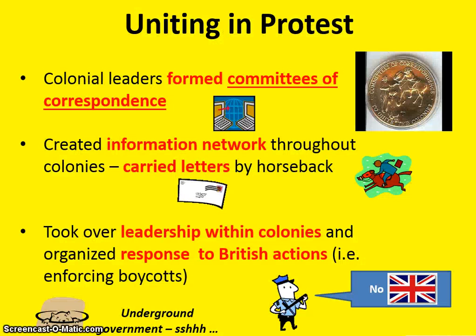So let's continue. After the Boston Massacre, the British hoped things would calm down, and for a number of years they did. However, while this was going on, the colonial leaders continued to unite and form a network in protest. They formed committees of correspondence, an information network throughout the colonies in which letters were carried from one committee to the other by horseback. These groups also functioned in a leadership role: they organized responses to British actions, maintained boycotts, reported on British actions and troop movements, and essentially acted like an underground shadow government beneath the official British government.